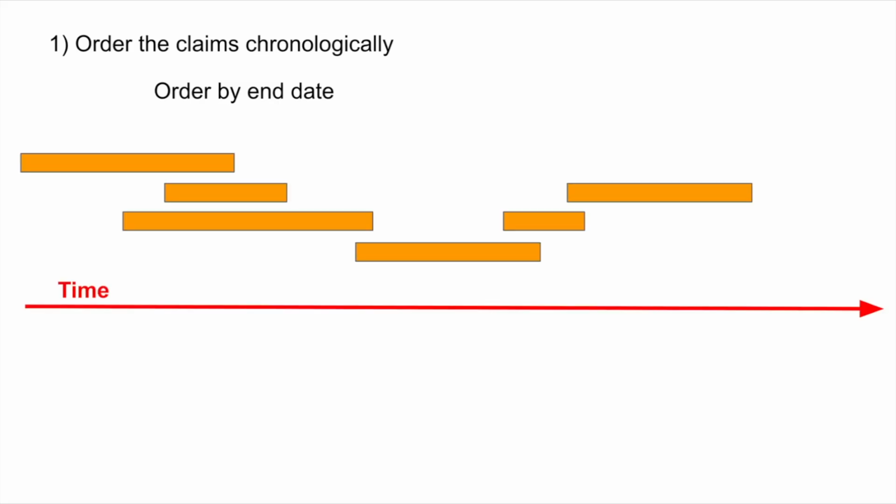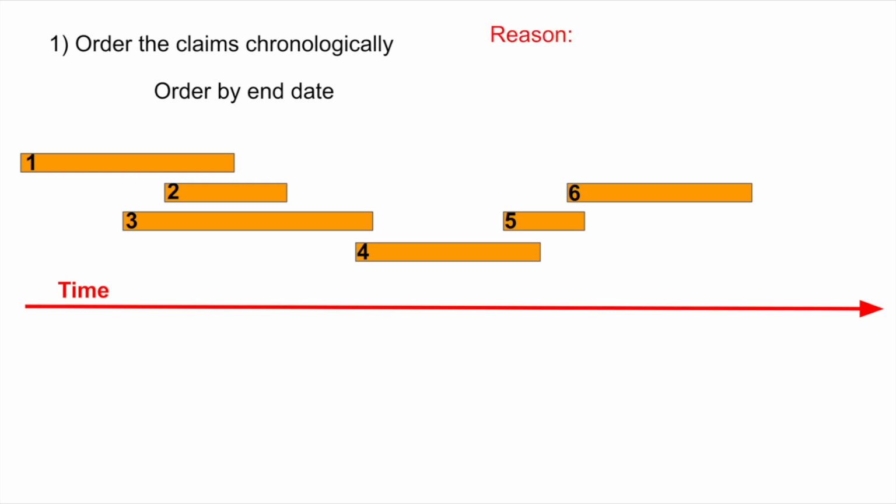So we'll start with the first part. First, we order the claims chronologically. We order by end date. That is a convention that we're going to have. So if claims look like this in time, this would be the first one, this would be the second one, this would be the third, this would be the fourth, this would be the fifth, this would be the sixth, because we're ordering by the end date and not the start date.